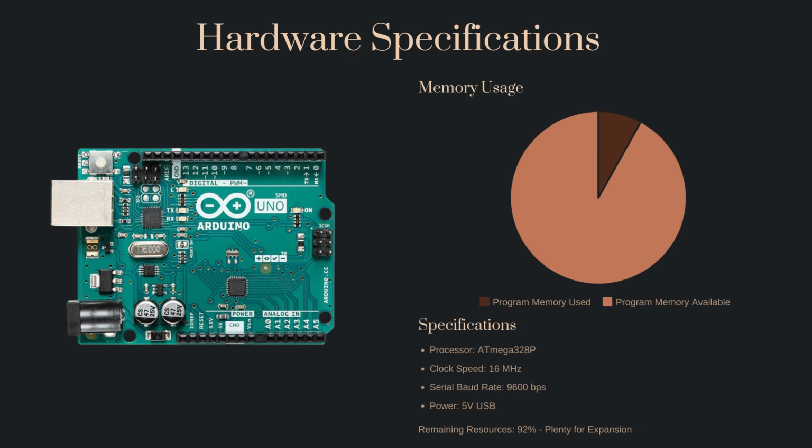The Arduino connects to my laptop via USB cable. This provides both power and serial communication. The USB serial connection operates at 9600 baud rate. That's 9600 bits per second of data transfer. This is fast enough for real-time interactive use while being reliable for serial communication.